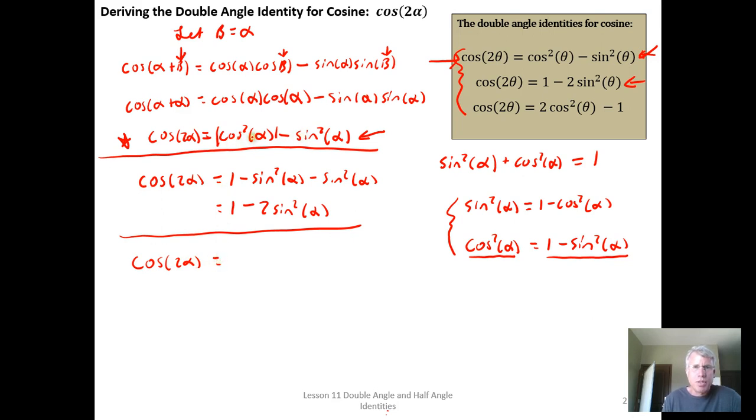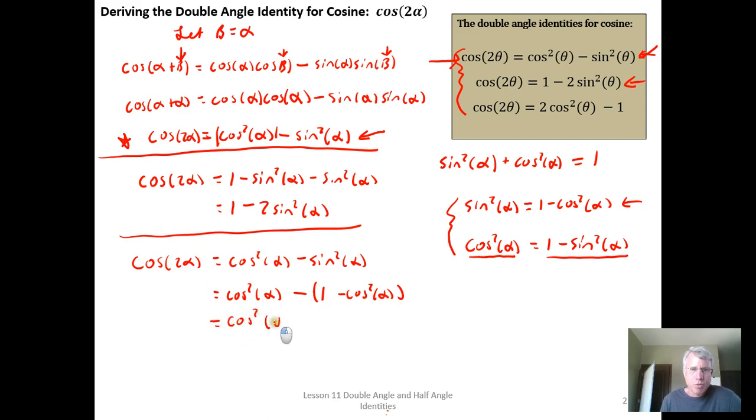We come back up to the original identity, which says cosine of 2 alpha is cosine squared of alpha minus sine squared of alpha. But from this identity right here, I recognize that I can replace the sine squared with 1 minus the cosine squared. So I get, by substitution, cosine squared of alpha minus parentheses, replace sine squared with 1 minus the cosine squared of alpha, and distribute.